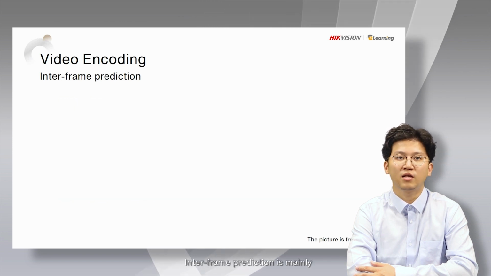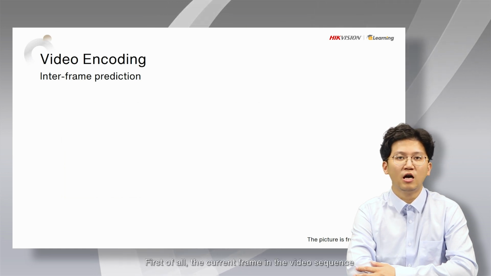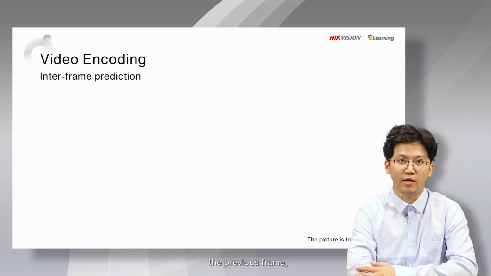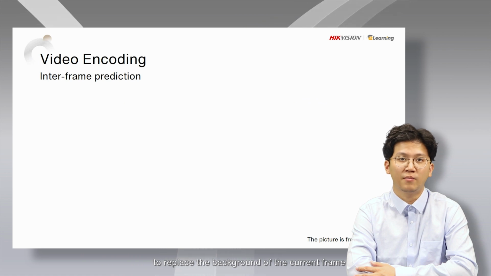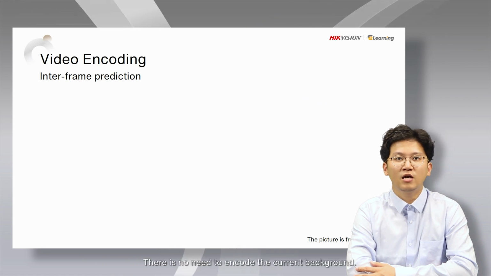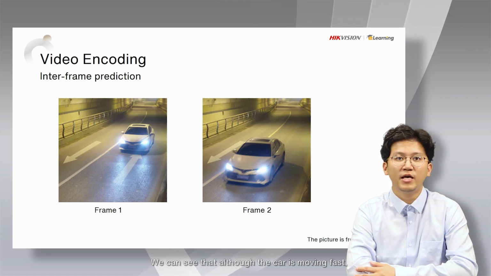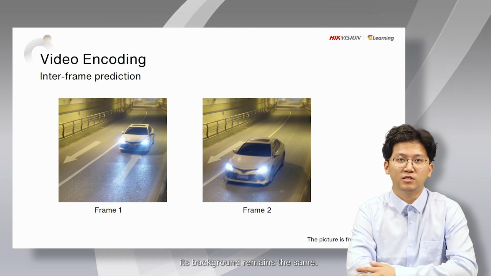Interframe prediction is mainly used to eliminate time redundancy in video sequences. First of all, the current frame in the video sequence is basically the same as the background of the previous frame. So the background of the previous frame can be directly used to replace the background of the current frame after processing. There is no need to encode the current background. Like in the pictures below, these two pictures are two consecutive frames. We can see that although the car is moving fast, its background remains the same.